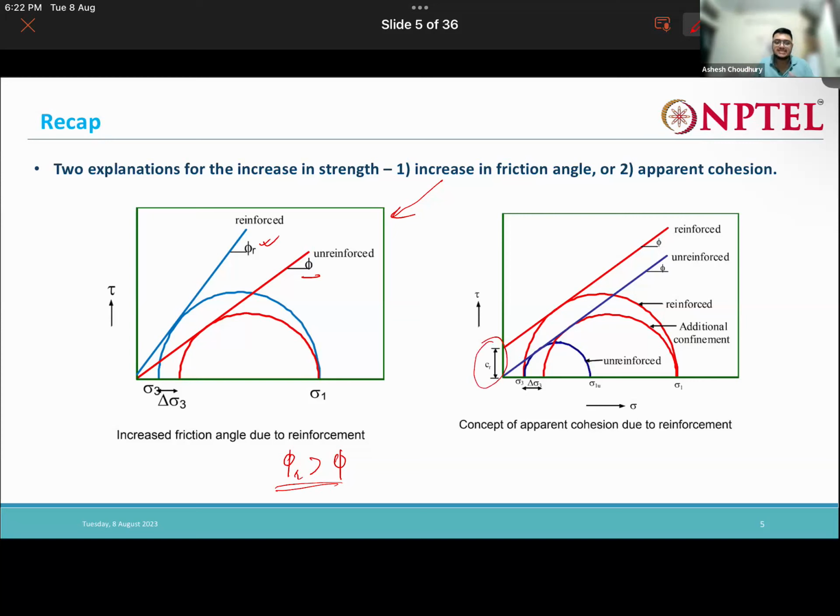Okay, so we'll see in the upcoming slides today when this increase reflects in terms of the increase in friction angle, or when it reflects in terms of the increase in apparent cohesion, the concept of apparent cohesion. So there are two cases. In one case it reflects in terms of the increase in friction angle, and in the other case it reflects in terms of apparent cohesion. All right.